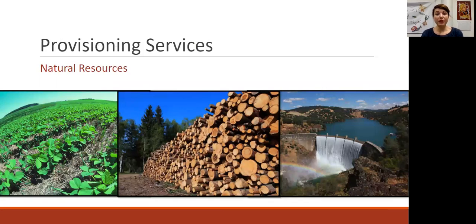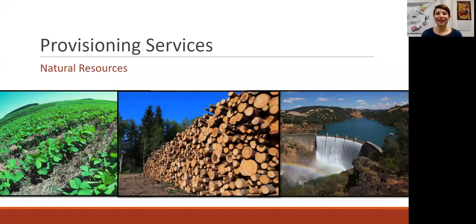So starting with provisioning services, these are goods that we are provided just by being on planet Earth. We have plants that grow and provide us food. They also provide food to the animals that people eat. We have woody resources to build things with. We actually have water to drink.